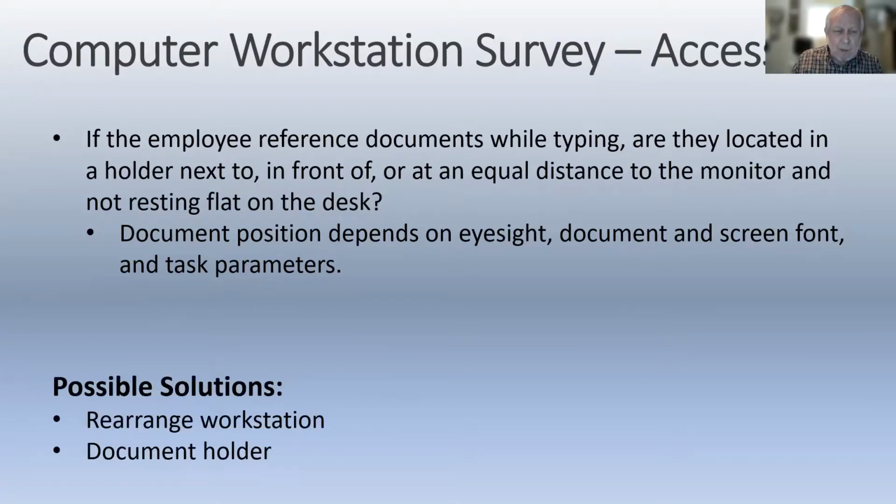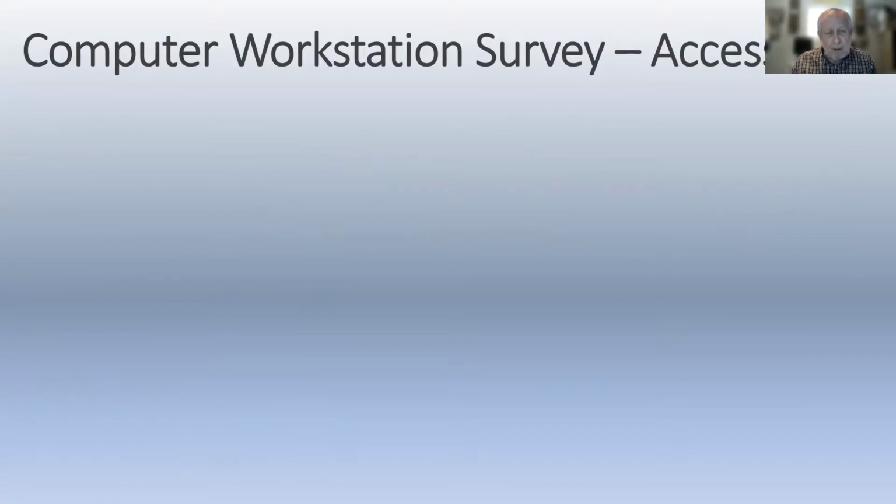You can rearrange the workstation, but a good idea is to get a document holder that you put up right next to the screen. That way the screen and the document are both the same distance from your eyes, and you don't have to move too much to see what you're typing into. But again, sometimes that document might have real little typing. You might have to have it closer.